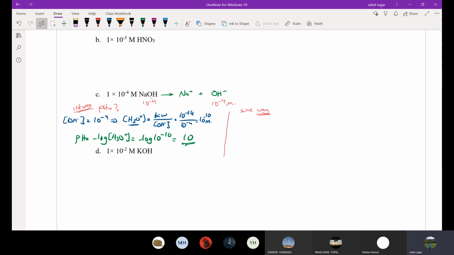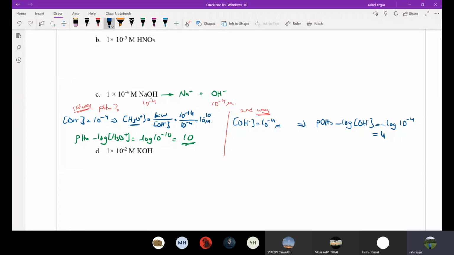So we have concentration of OH, 10 to the power minus 4. Using concentration of OH, you can find POH, which is equal to minus log of OH. So it's minus log of 10 to the power minus 4. So it is 4. What is 4? POH.